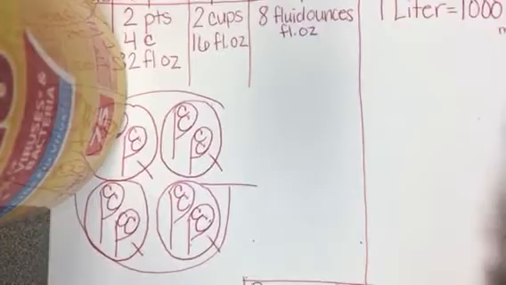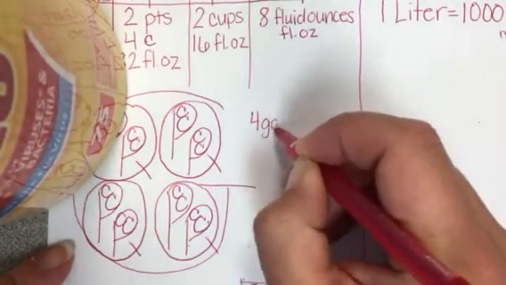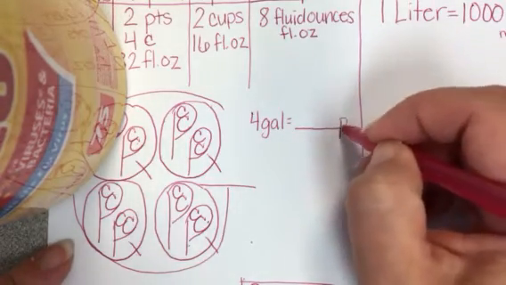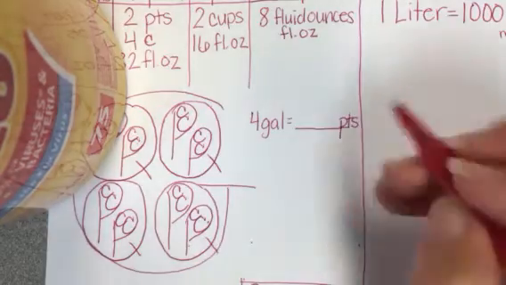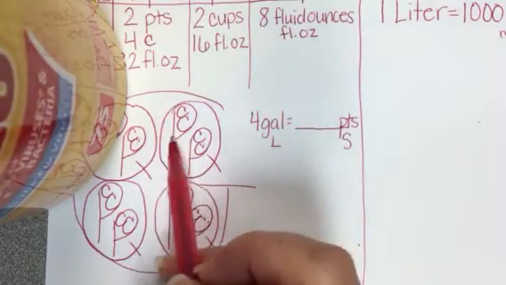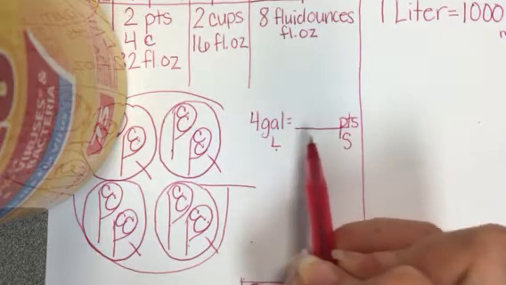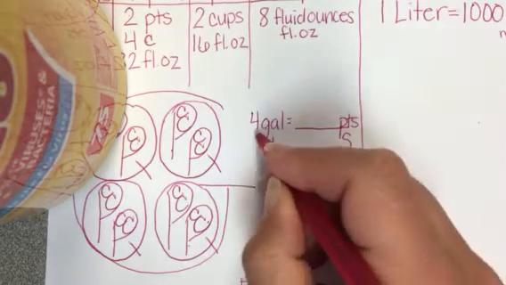Okay, let's talk about some problems. So let's say I have 4 gallons and I want to know how many pints. Follow my same steps. I've already written this on 2 other cards. I'm not going to write it again on this flap here. Step 1, write your S and your L. A pint is smaller than a gallon. What do I do when I go from large to small? I multiply.